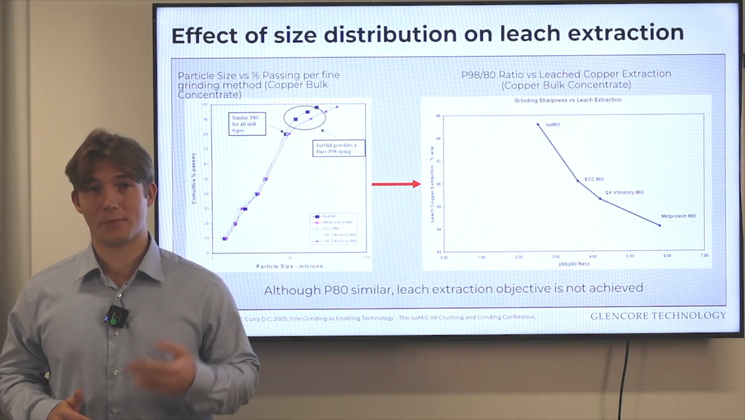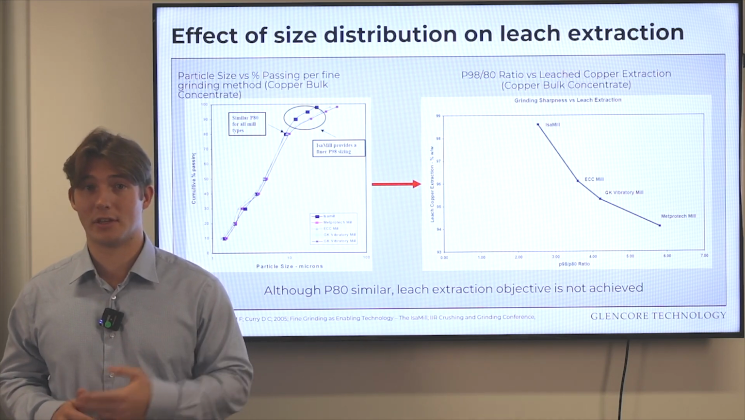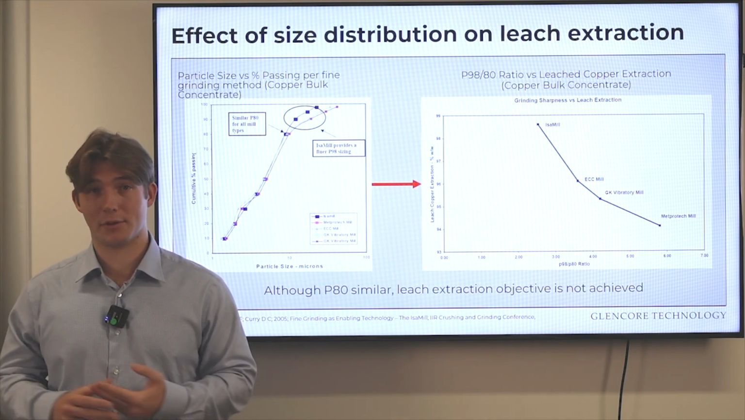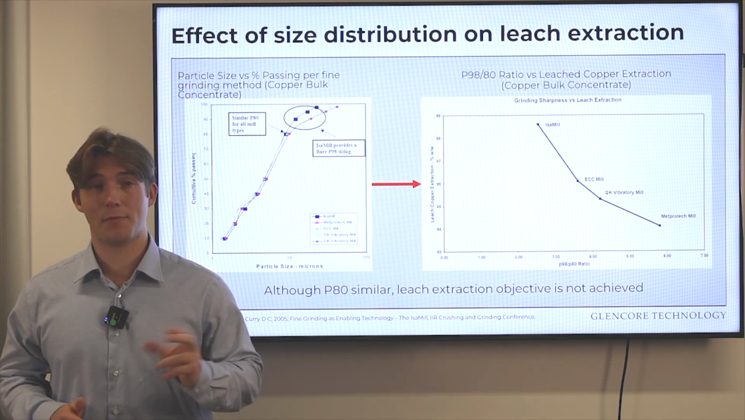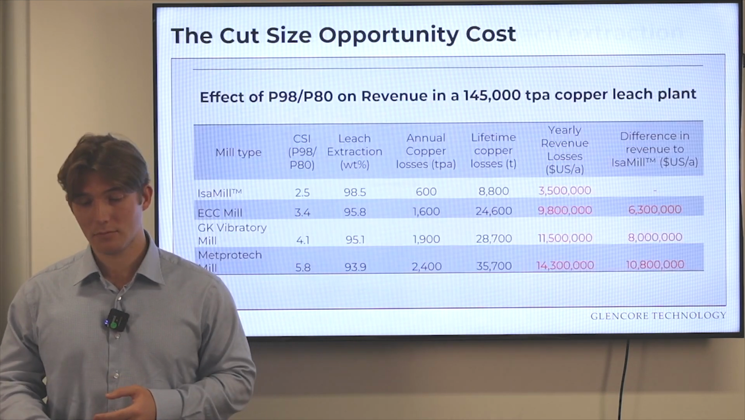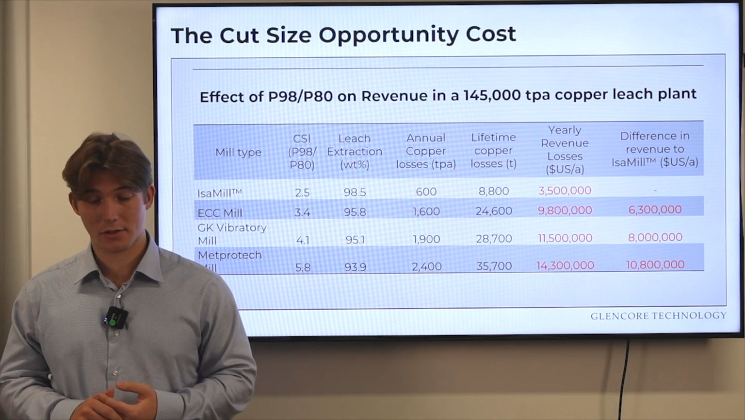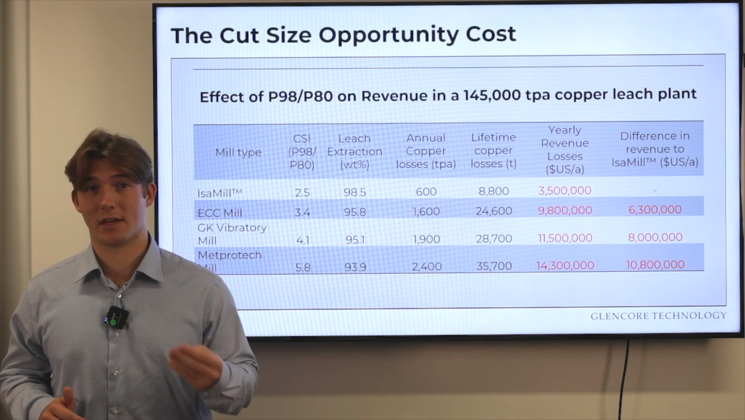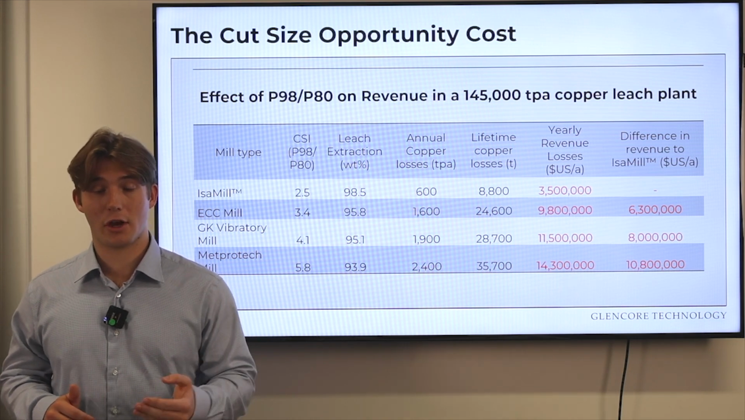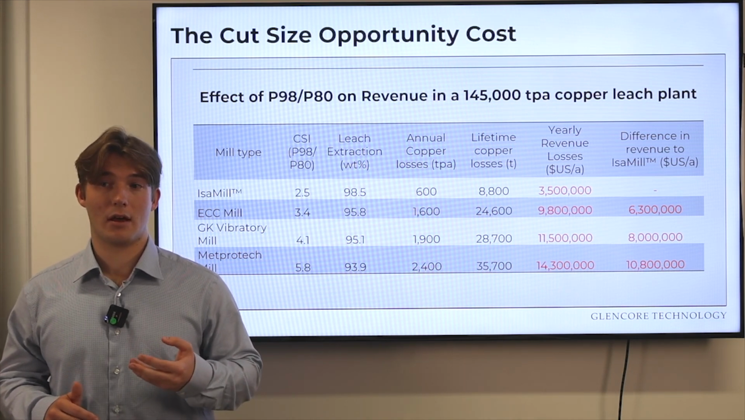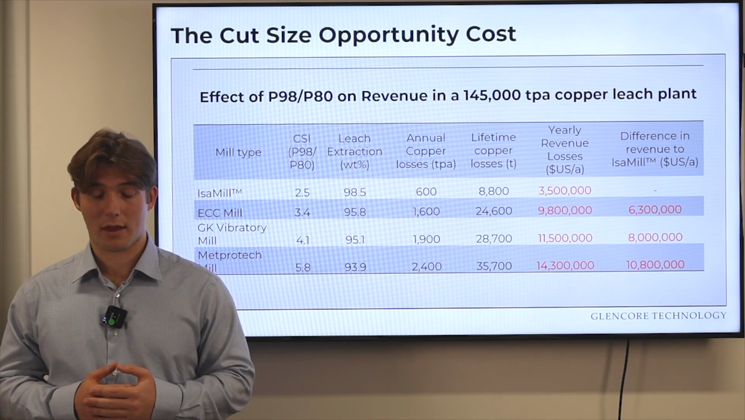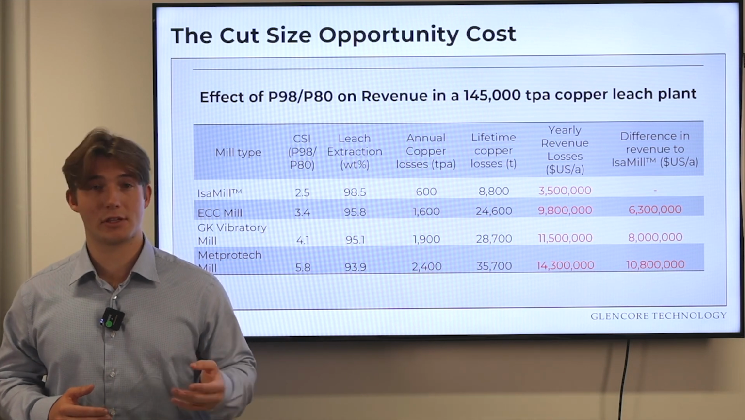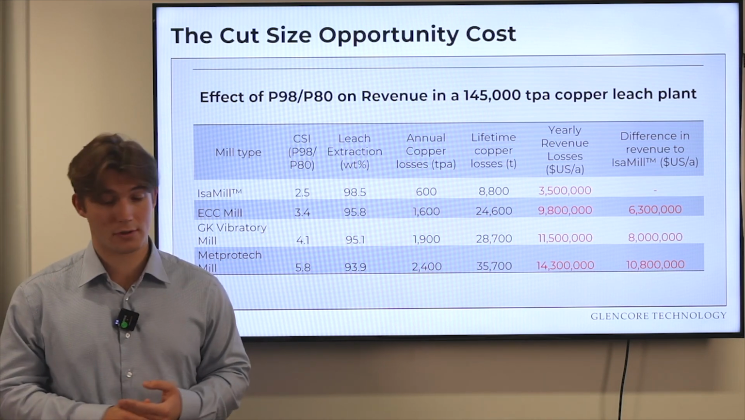So, although you can see that the P80s are similar, the leach extraction objective is not quite the same, and the IsaMill compared to the MetProtect mill achieved a 4% greater recovery. Quantitating the effect of this P98 to P80 on revenue in a 145,000 tonne per annum copper plant, this shows that the revenue losses, due to the loss in recovery from passivation, can equate to a $6 to $11 million a year revenue difference.